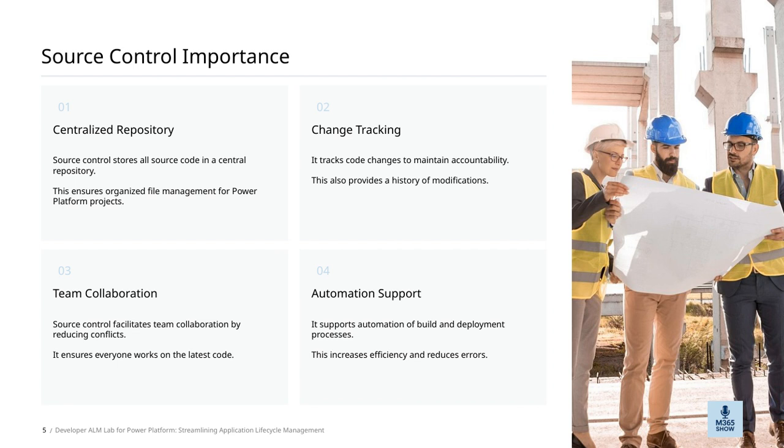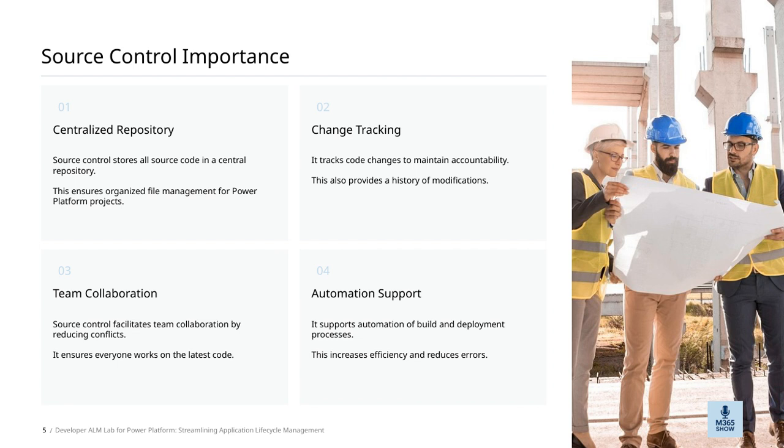By managing conflicts and ensuring everyone is working on the latest version of the code, it keeps the team synchronized and productive. Another key point is change tracking. With source control, we can see exactly what changes have been made, who made them, and when. This not only maintains accountability, but also provides a comprehensive history of modifications, which is invaluable for troubleshooting and understanding the evolution of our project.